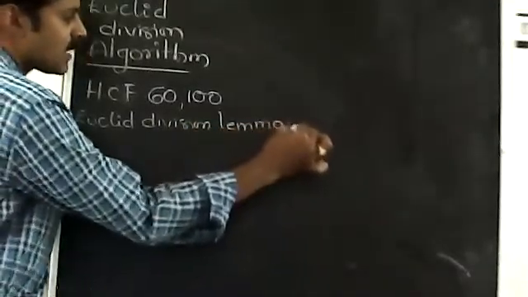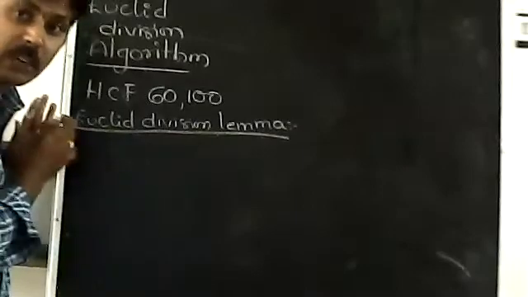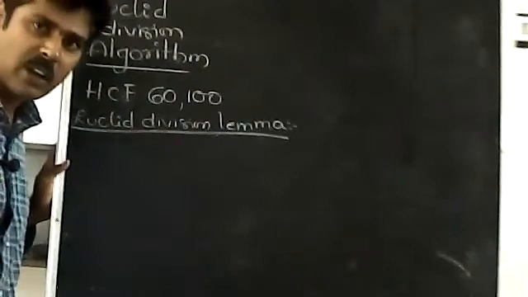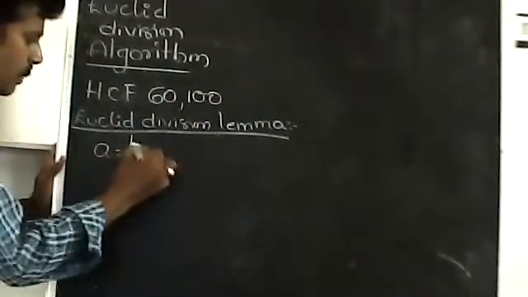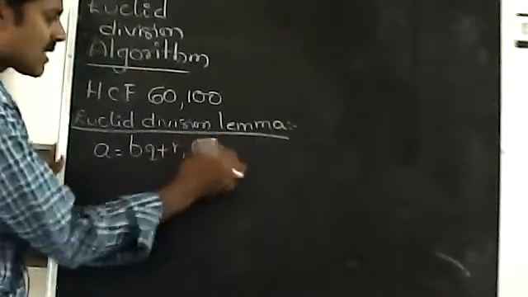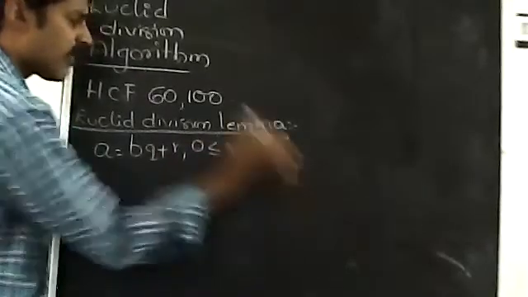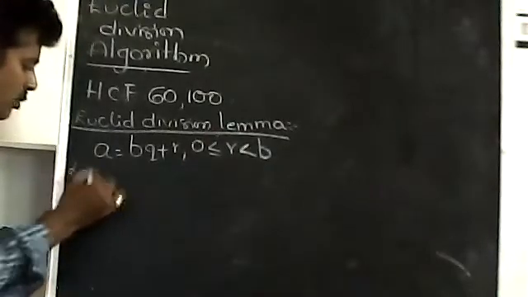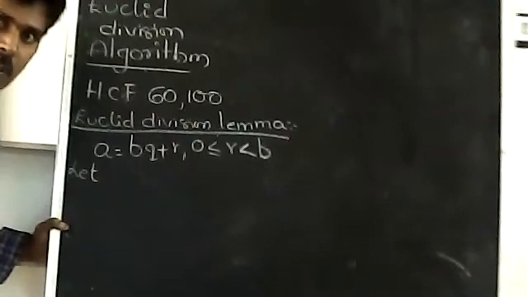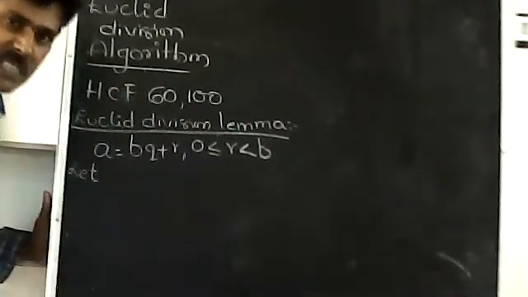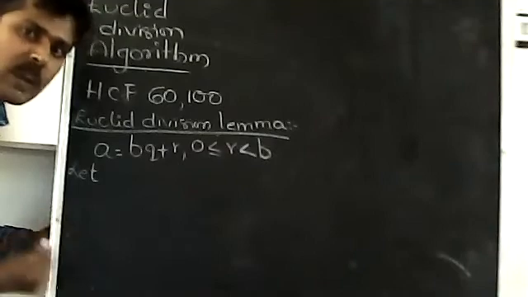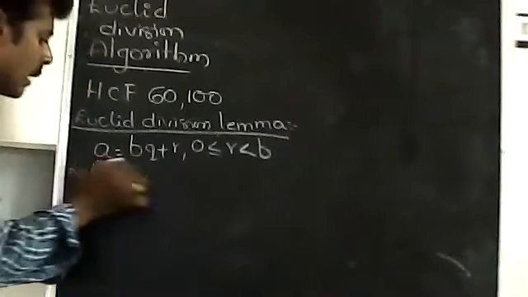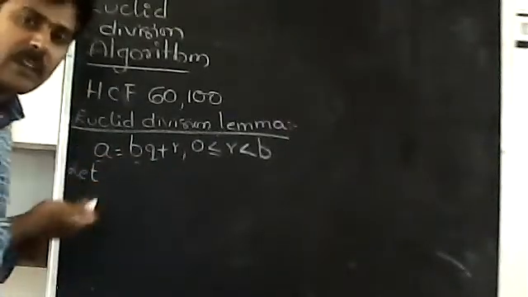Already you have mentioned that a and b are any two positive integers; you have to write in full. a and b are any two positive integers, there exist a unique pair of integers q and r such that a equals bq plus r, where 0 is less than or equal to r, and r is less than b. This is the first step you have to write for this problem. Then you have to assume two positive integers, one is 100 and another is 60. Which one should be taken as a and which one as b?